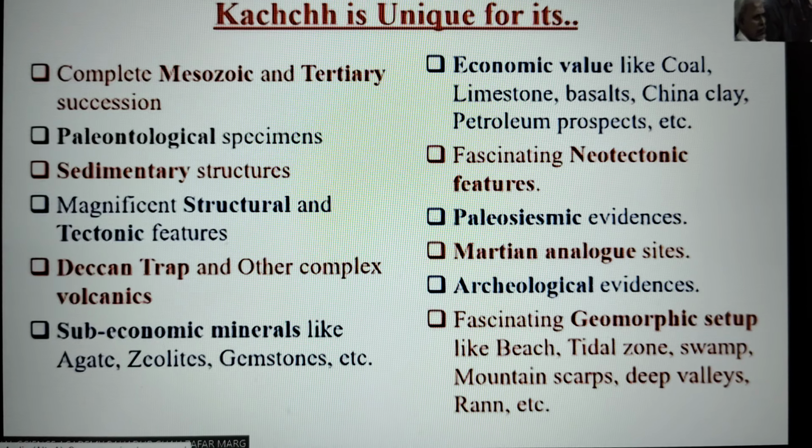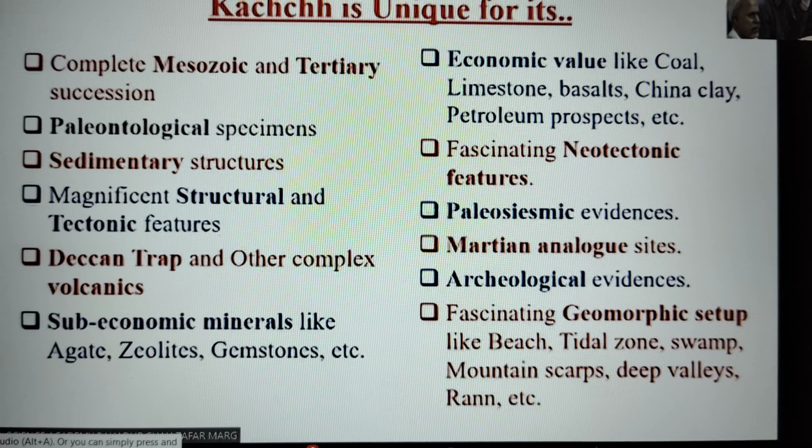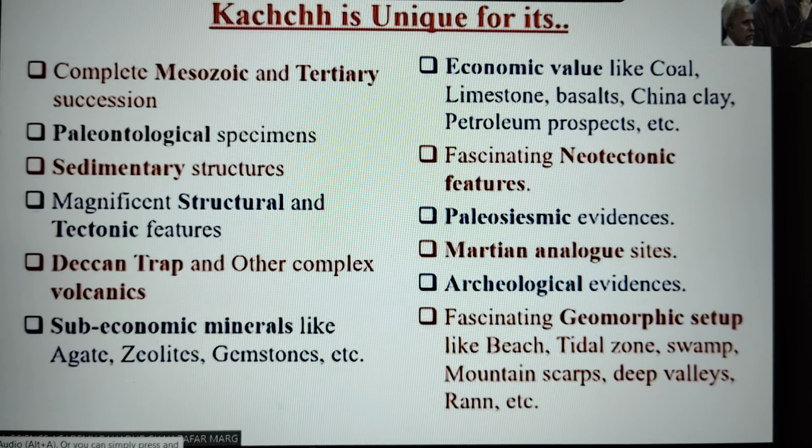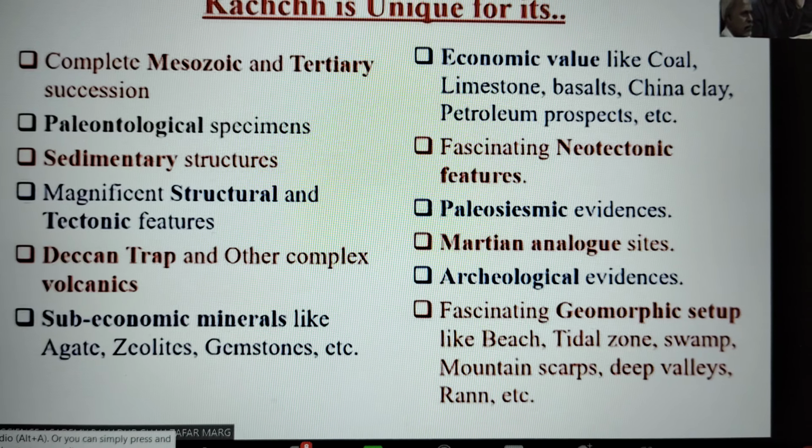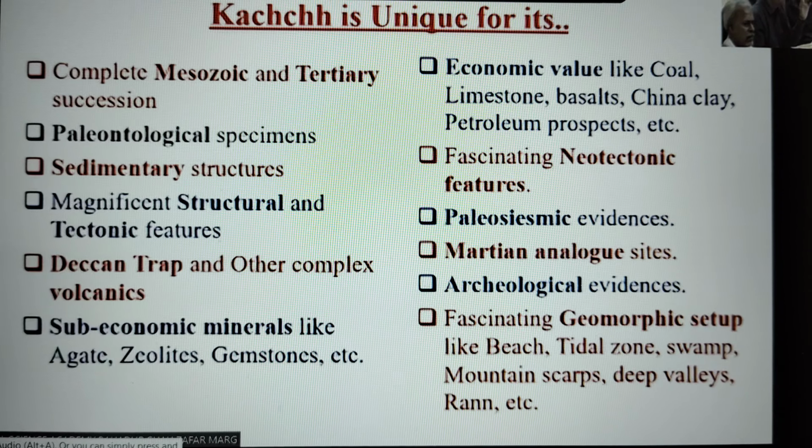Archaeological evidences, I think 125 archaeological sites, Harappan sites, are there in Kachch, but only one or two or maybe five are explored properly by the ASI. But still, most of them are intact. Nobody has even visited some of the sites once they were identified long back.